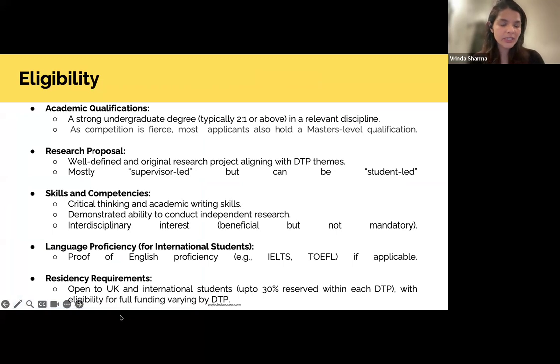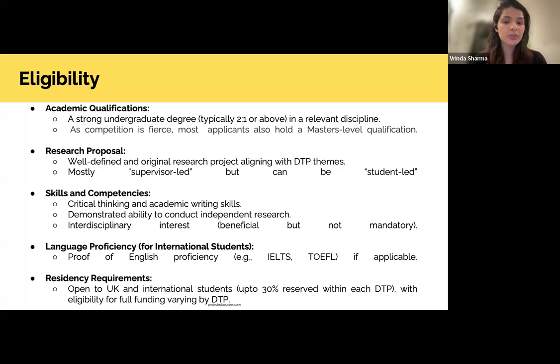Now to talk about eligibility, what all things do you need in order to apply for this scheme? So firstly, of course, there needs to be academic qualifications. As a minimum, you need to have a very strong undergrad degree with 2-1 typically, or above that, like a first class in a relevant discipline. Only then would you be eligible. But because the competition is so fierce, most of the applicants will be having a master's level qualification.